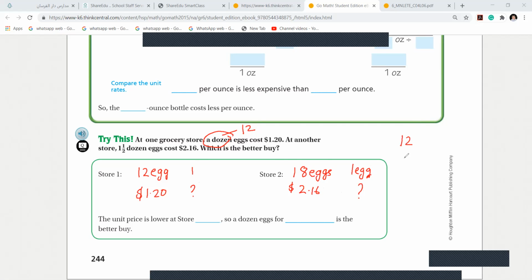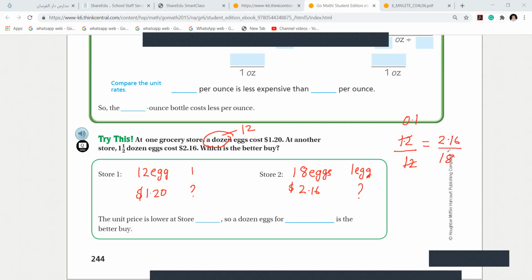So 12 over 12 eggs. What will I divide? I'll divide 1.2 over 12 and 2.16 over 18. So here, 1.2 over 12. What do I get? I get 0.1.